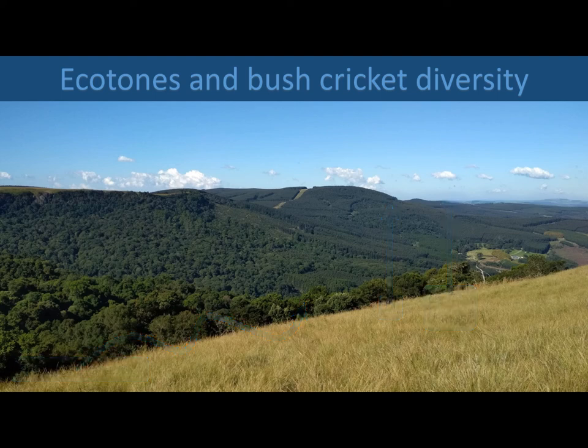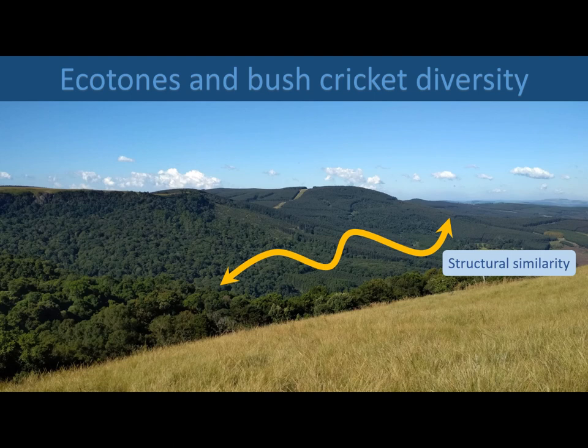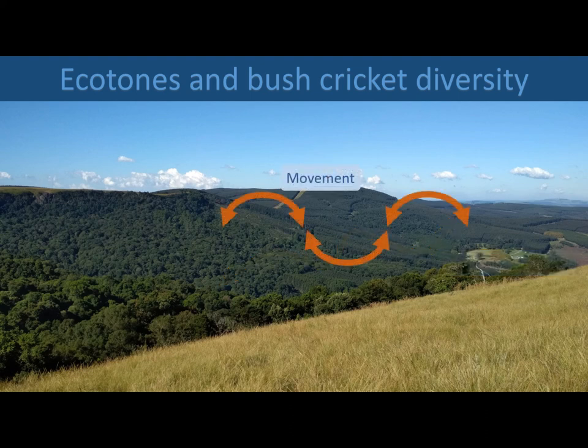And then if we look at the forest and the plantation boundaries, the assemblages don't differ between these woody environments, which suggests that the vegetation characteristics are driving the bush cricket assemblages in this landscape, as well as these transformed regions of the environment being conducive to allow bush crickets to move across transformed regions of the landscape between patches of indigenous forest.